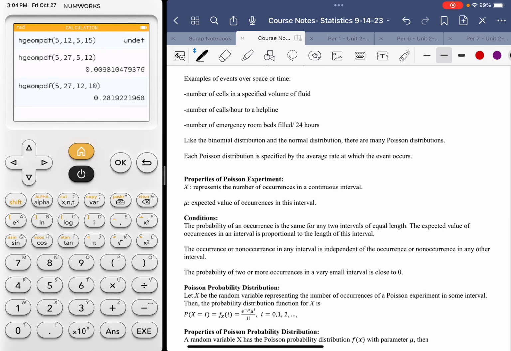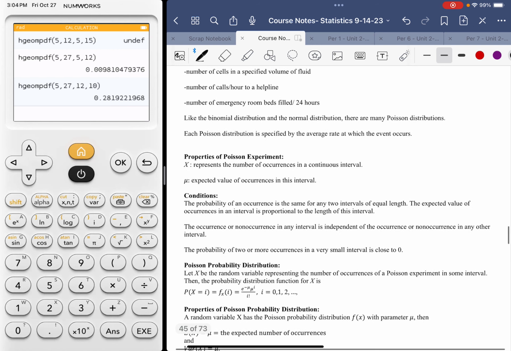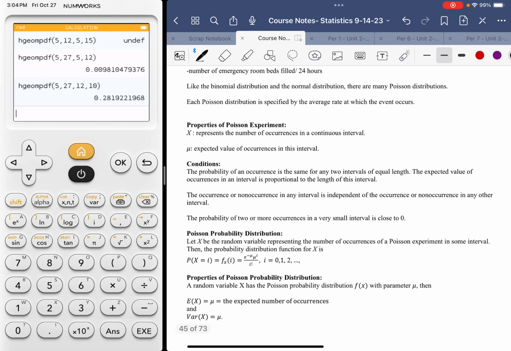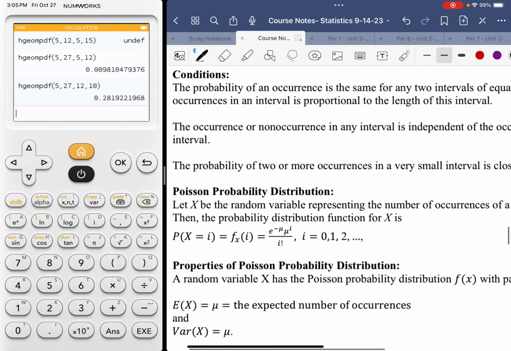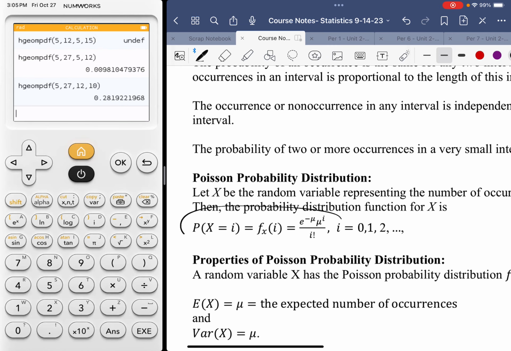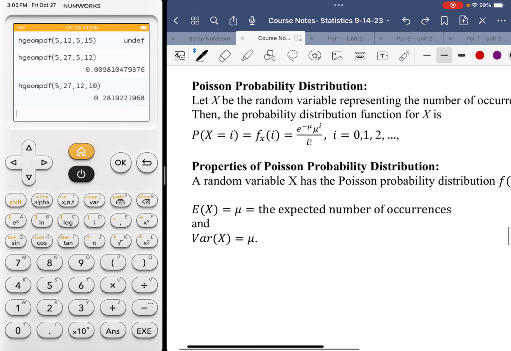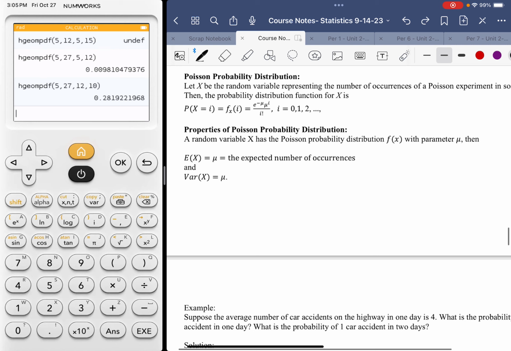There are many types of Poisson distributions. It is dictated, or predicated, I should say, on the average rate at which an event occurs. So we have the notation here. X represents the number of occurrences. Mu is the expected value. Right? We have the formula for the Poisson distribution. It's pretty funky looking. We'll get to that in a minute. We also have expected value, which is equivalent to mu, and the variance, which is also equivalent to mu.